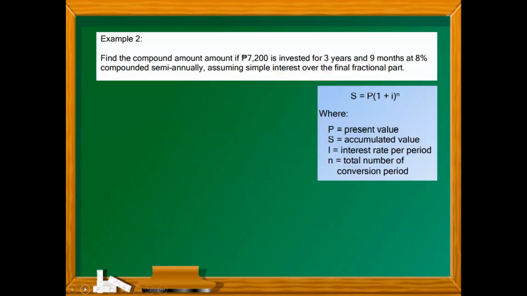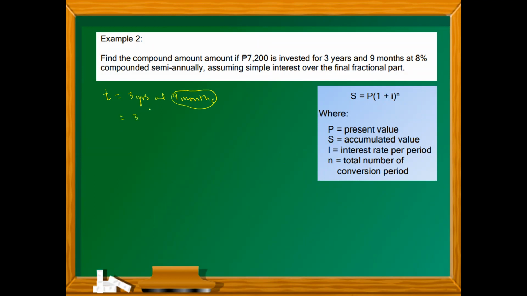And we're still going to use the same formula. So this time, we're going to find the compound amount. If 7,200 is invested for 3 years and 9 months. Again, T is a fraction. And T equals 3 years and 9 months. So, of course, we have to convert this into years and convert 9 months to a year. So, that's basically the idea.